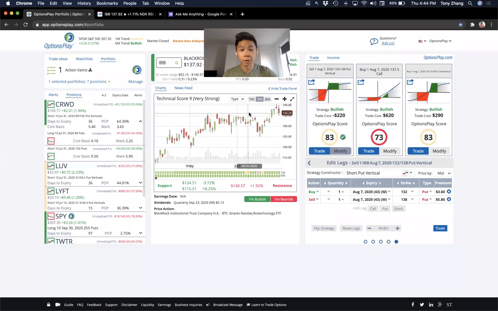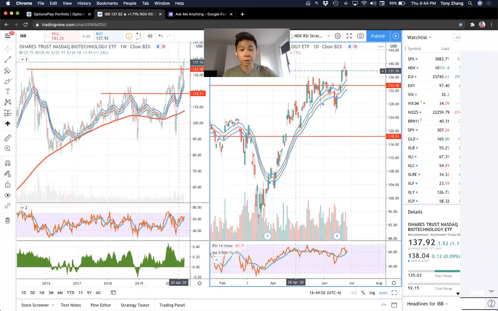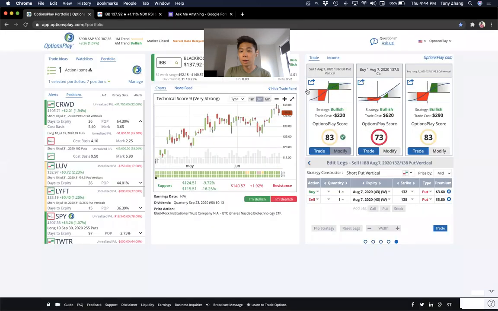So that's if I think in the short run this stock is going to struggle to move to the upside. You know, this stock has been range bound for quite some time. So if I'm concerned that it's just going to be range bound for a little bit of time, I'm inclined to sell premium.